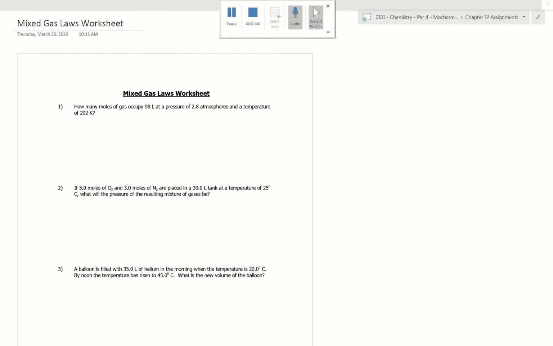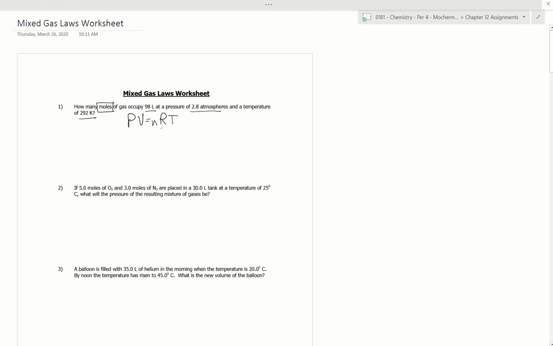In this first one, I see that we have how many moles of gas, and I have one volume, one pressure, and one temperature. Because there's no change in condition, I know this is PV equals nRT.